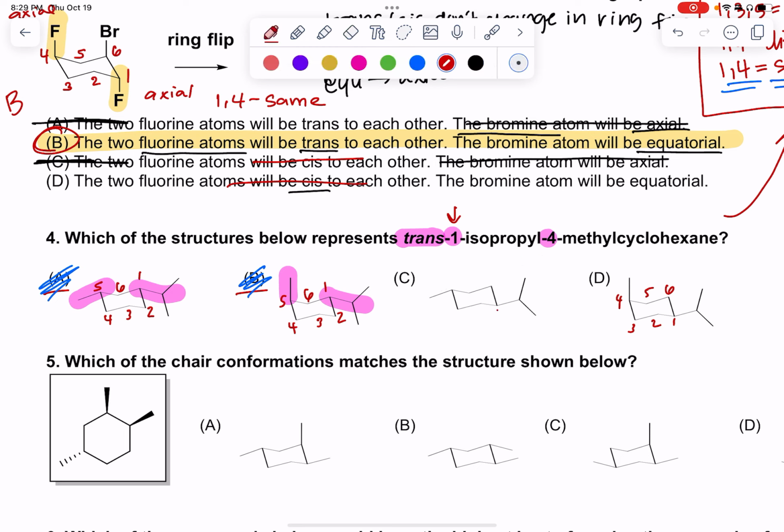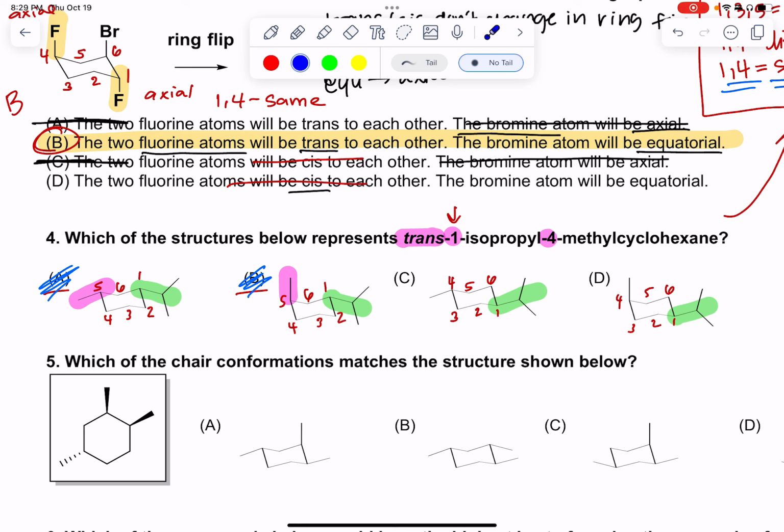This one should have started at 1 here, 2, 3, 4, 5, 6, because I'm starting at isopropyl every time. My 1 carbon is always going to be where the isopropyl group is. Okay, now that I've fixed that mistake, I can look and see that these two, C and D, do have an isopropyl on 1 and a methyl on 4.